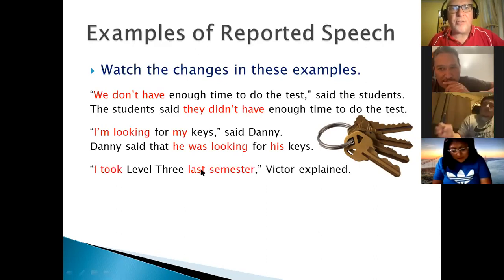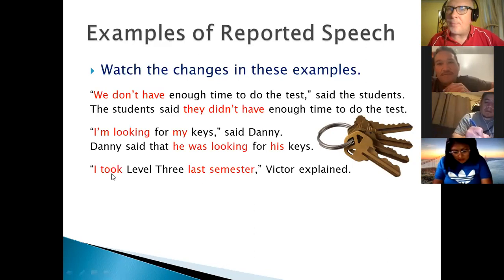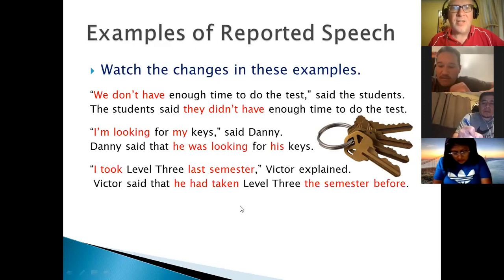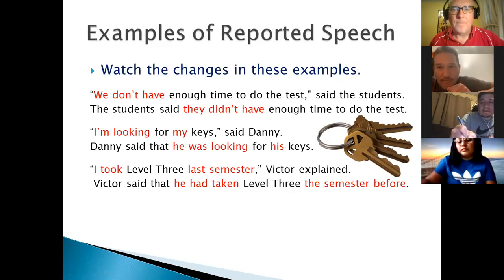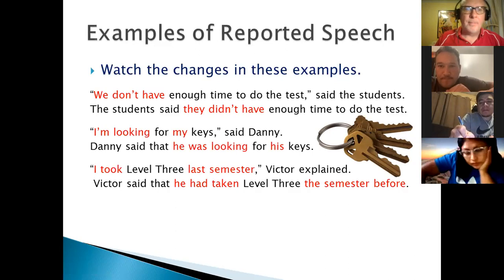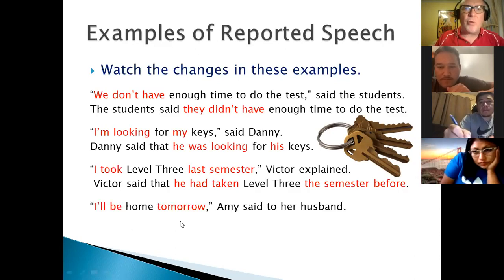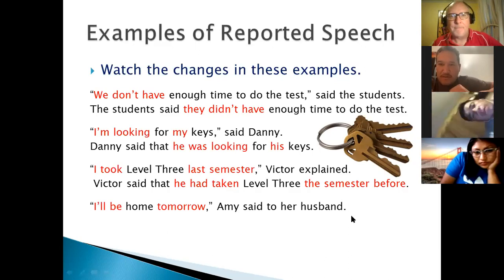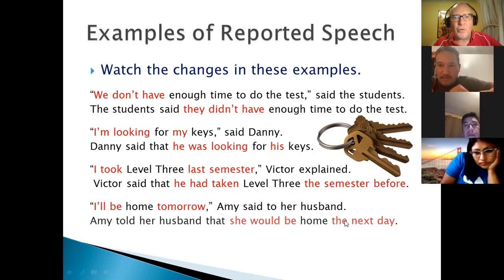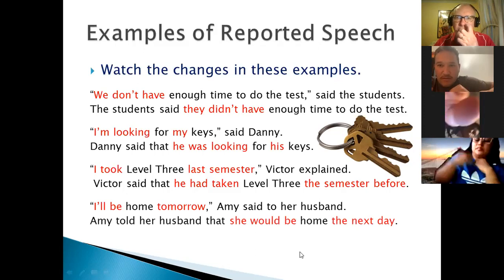"I took level 3 last semester," Victor explained. Again, we have simple past here. So what are we going to change it to? Past perfect. Victor said that he had taken level 3 the semester before. And one more example. "I will be home tomorrow," Amy said to her husband. Amy told her husband that she would be home the next day.